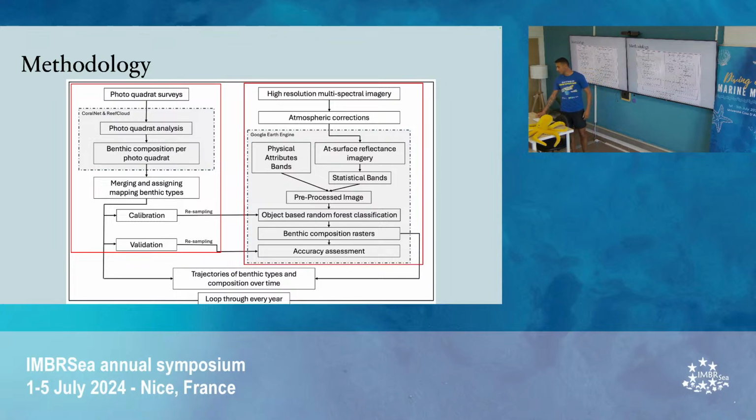Now, the second block is the processing of the satellite imagery. So we start with the high resolution, so all those pictures that we saw earlier.